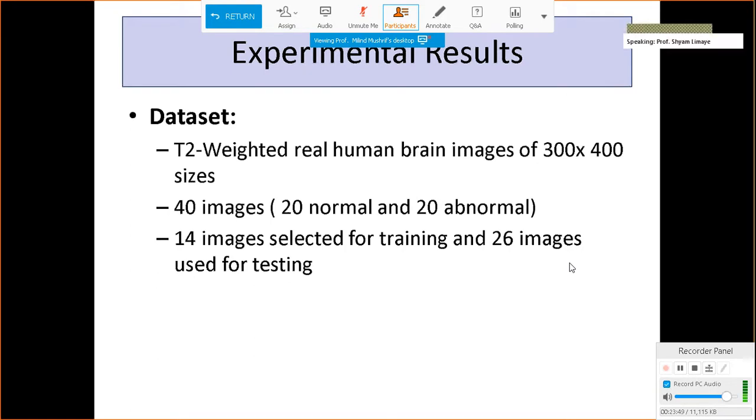The data set we used in this case is T2-weighted real human brain images which are obtained from the Lata Mangeshkar Hospital. The images were of 300 by 400 size. In total we had 40 images, 20 normal, 20 abnormal images. Out of these 40 images, we selected 14 images for training and 26 images for testing. This size of the training data set we arrived at through experimentation. The optimum for training was 14 images and 26 images were kept for testing.